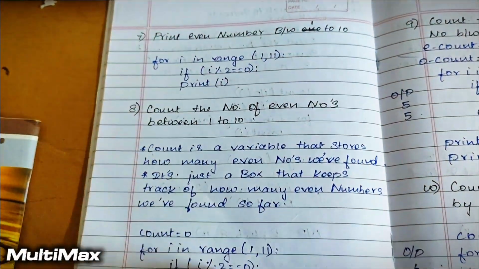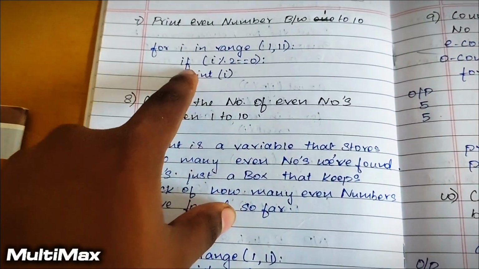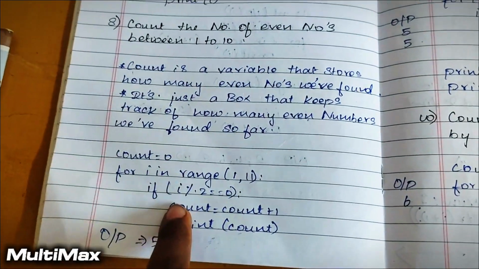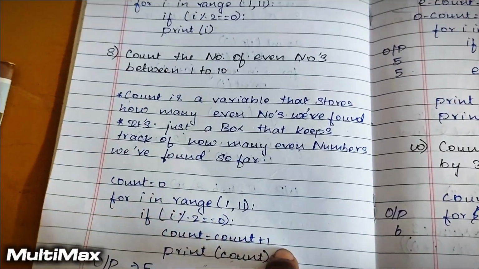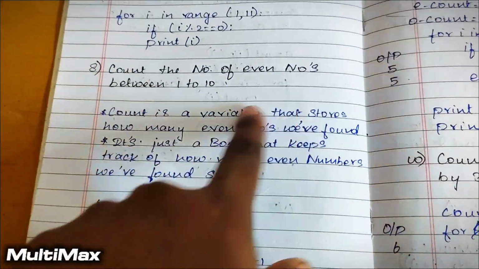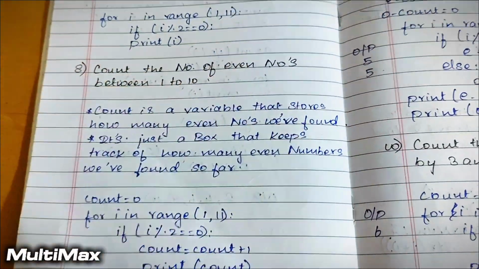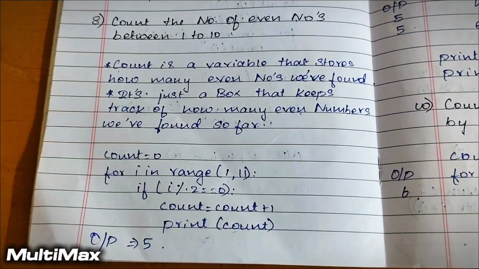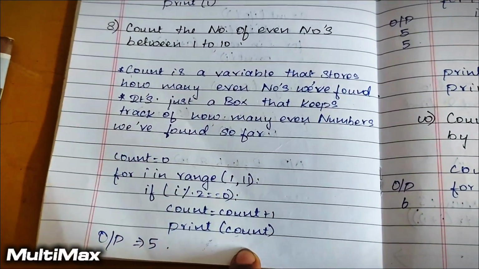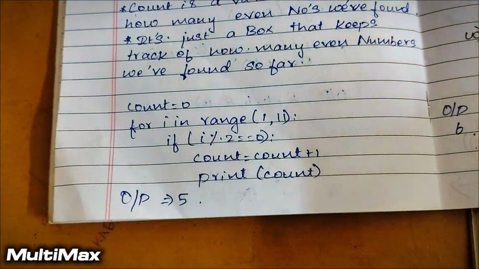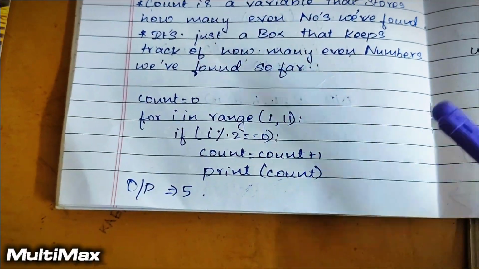See here, same thing, this line as well as this line. Check it out. i divided by 2 equal to 0 means count equals count plus 1. So count means what? Count is a variable that shows how many even numbers were found. Until now we haven't found anything. Count plus 1. Okay, print count. Guys, I think you may get confused. I will explain the output, then I will explain the thing.